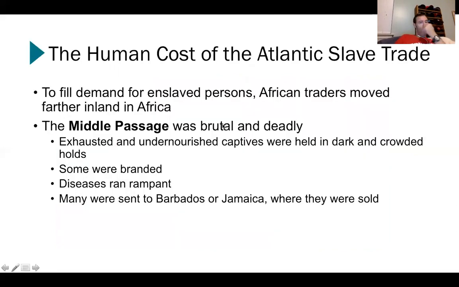Okay, so what do we notice? To fill demand for enslaved persons, African traders moved further inland. Okay, so not just along the coast any longer, but they're moving a little bit further inland. And this is where, of course, you hear probably the most attention that's actually brought to this famous Middle Passage. Okay, and as you can see here, a lot of them are, in fact, going to be going to parts of the Caribbean. Barbados, we already talked about these slave codes that develop that are going to be basically laws that have restrictions and guidelines.